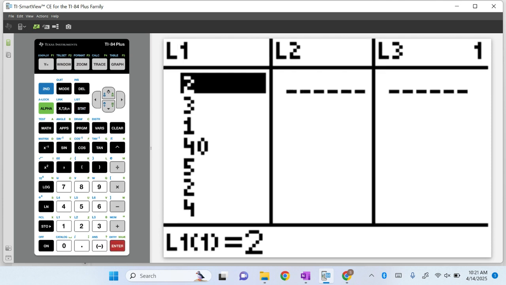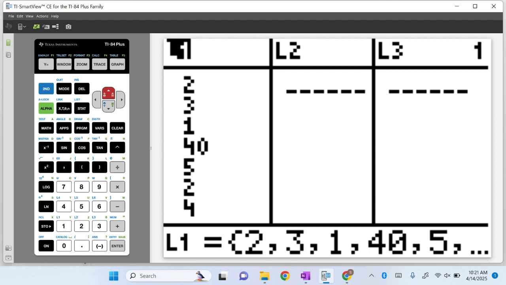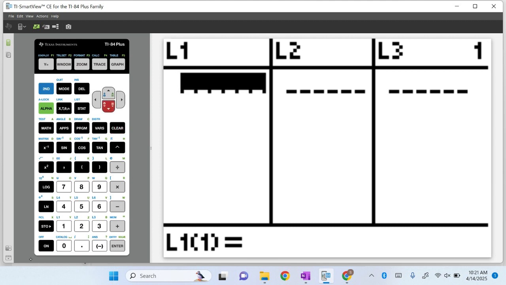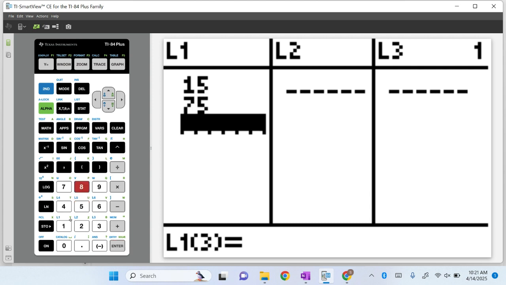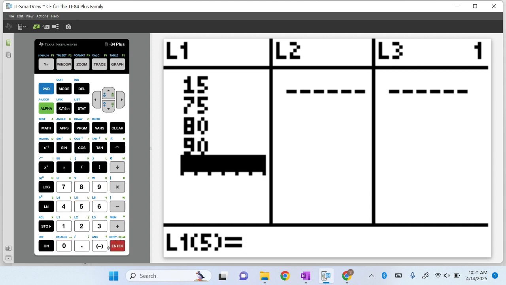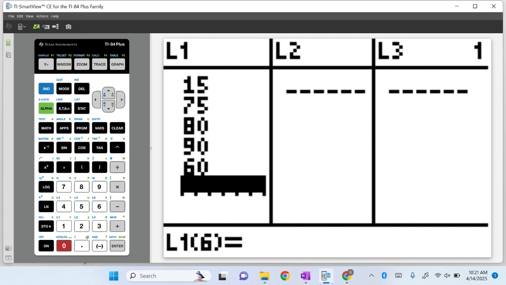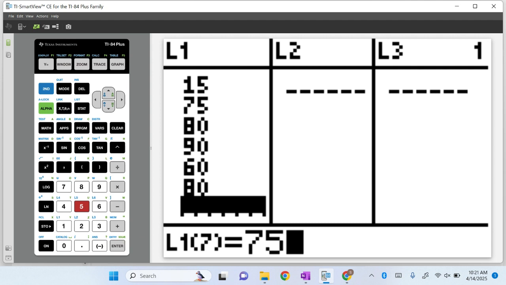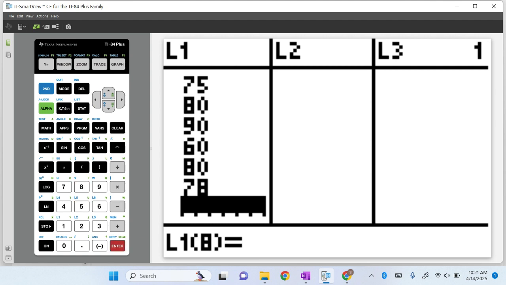Press enter, and we're going to input our data in L1. So I'm going to highlight L1, if I have something already in it, hit clear, go back down, and then I'm going to enter my data. All right, so that's all my data points. Now, once I have my data, what's my next step?